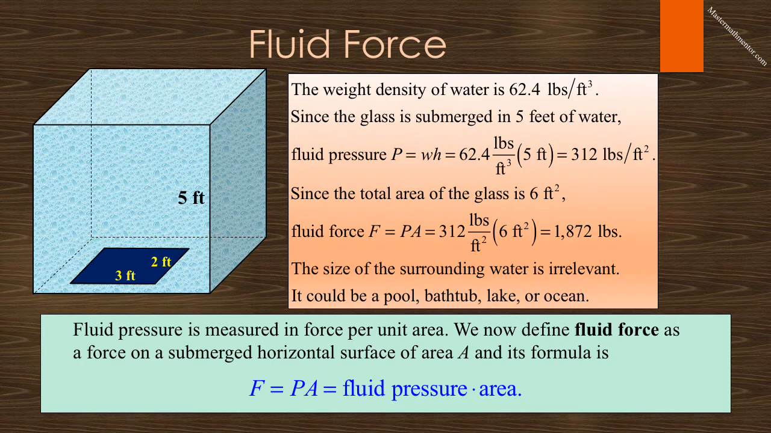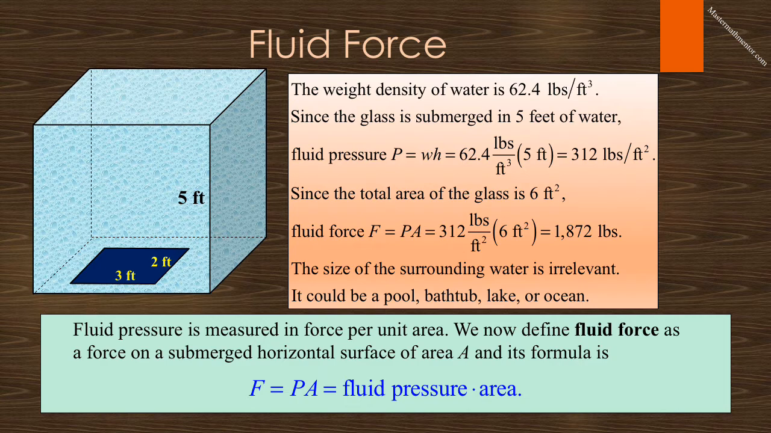Since the glass is submerged in 5 feet of water, then our fluid pressure P is equal to WH, which is equal to 62.4 pounds per cubic foot times 5 feet. And this gives us 312 pounds per square foot. We don't normally show our units in calculations like this, but I think it's important to show them to show where the cancellation occurs.